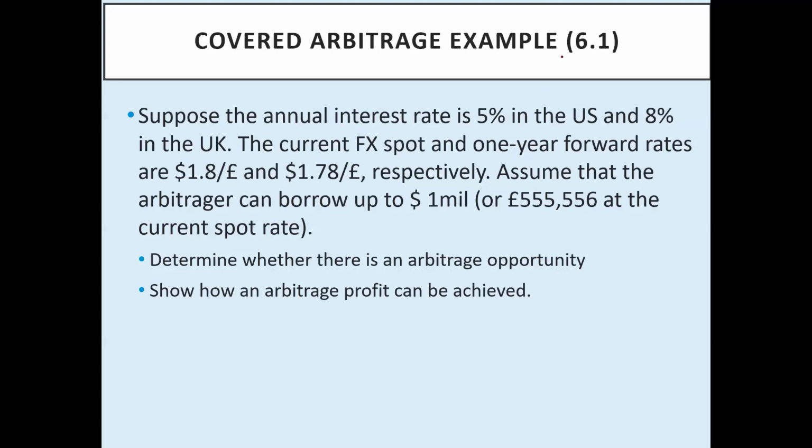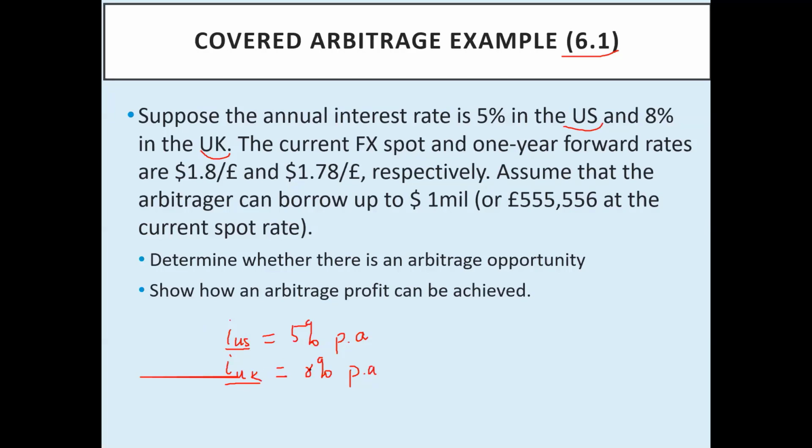So for example, let's look at example 6.1 in your textbook. Now, in this case, I've got 2 countries. I've got the US and I've got the UK, similar to our example before. The interest rate in the US is 5% per annum. The interest rate in the UK is 8%, okay? So when we say interest rate in a certain country, in economics, we're talking about the risk-free rate, or the government rate.